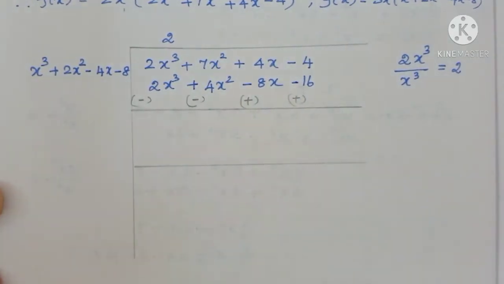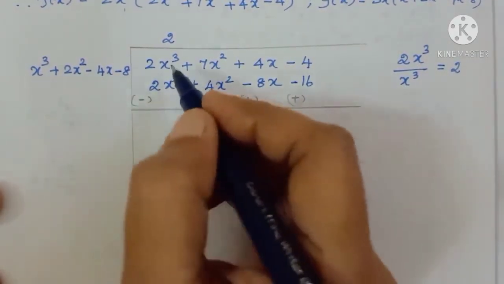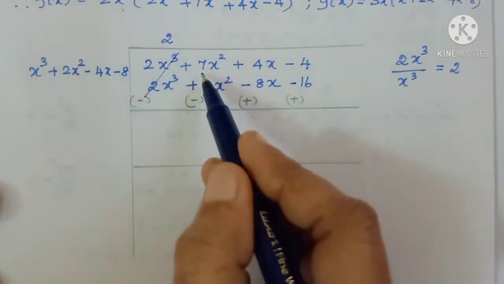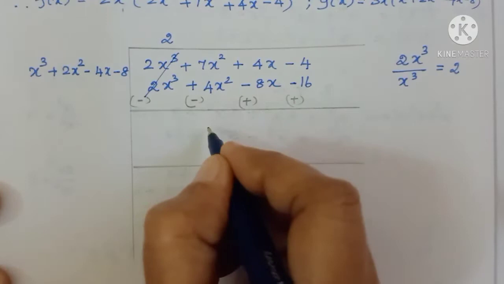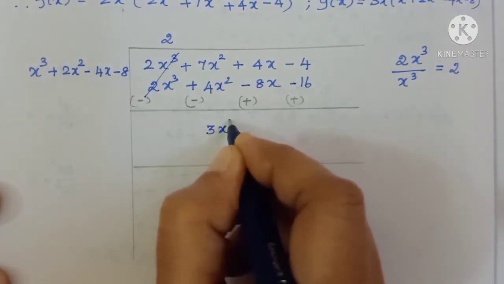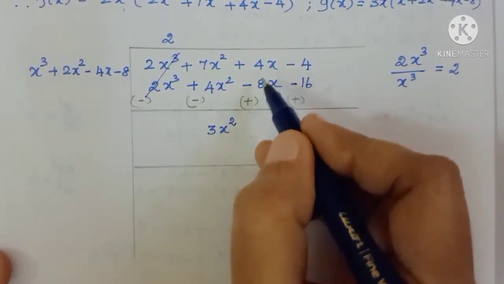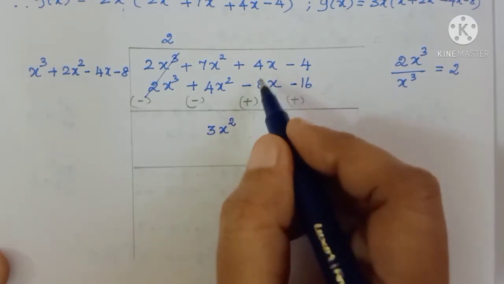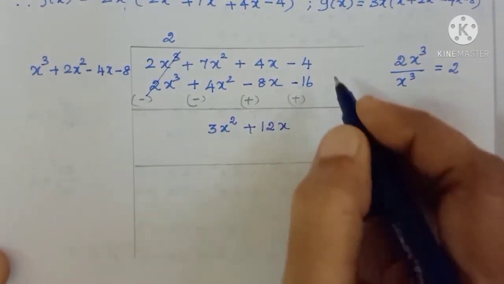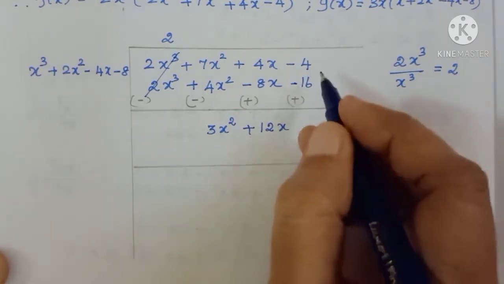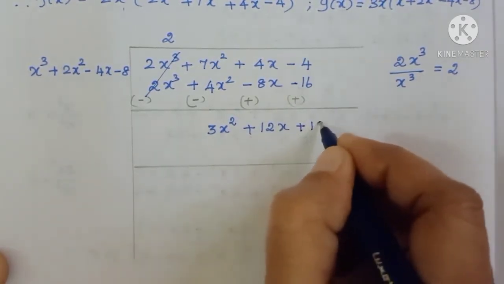Okay. Now plus 2x cube minus 2x cube. So both are getting cancelled. 7x squared minus 4x squared, so you will get 3x squared. Then 4x plus 8x, 4x plus 8x is 12x. Minus 4 plus 16, so plus 12.